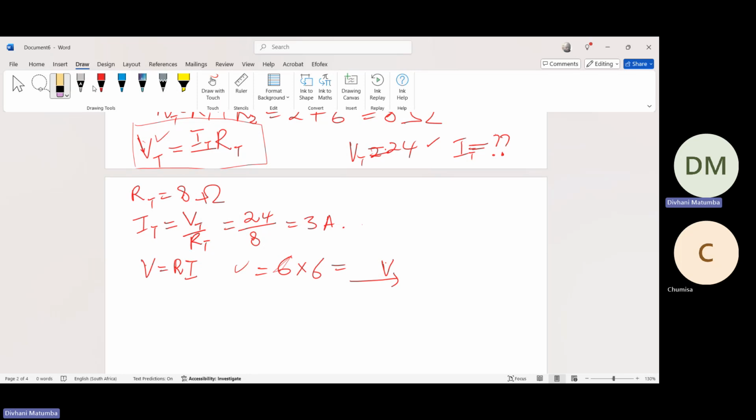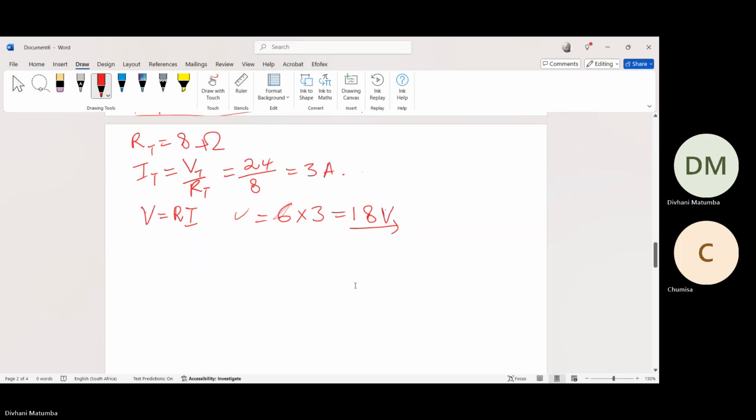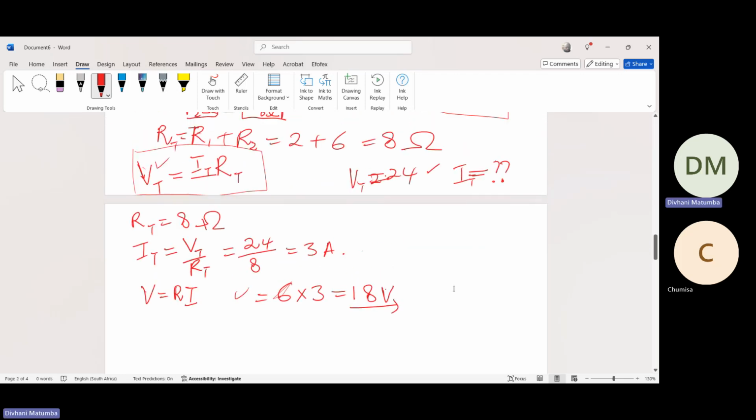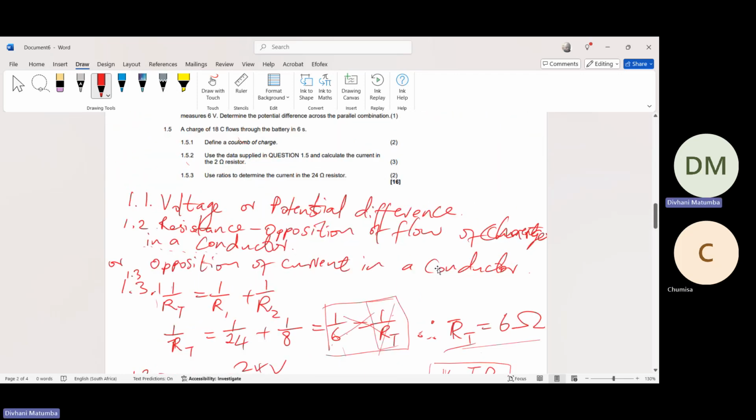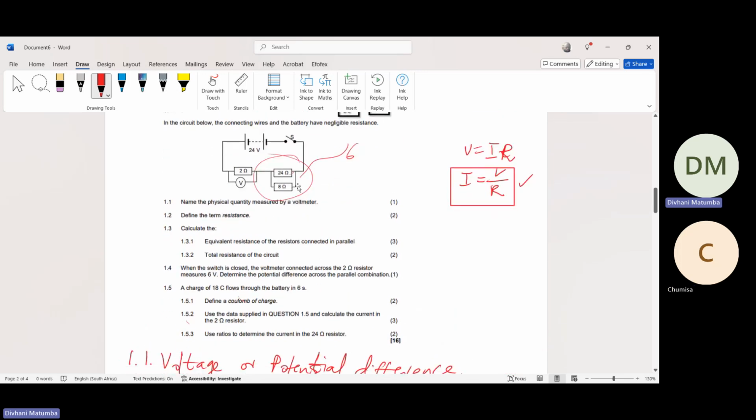Okay, so we have 6 times 3, which will give us 18 volts. That is the potential difference across the parallel connection.